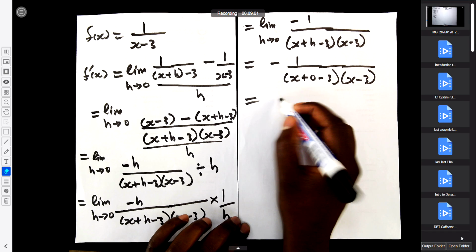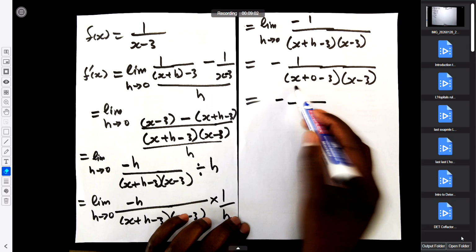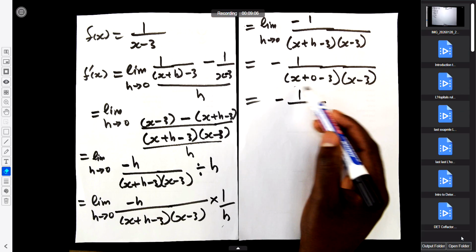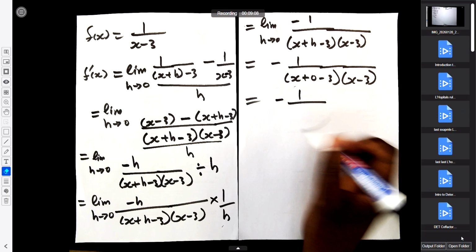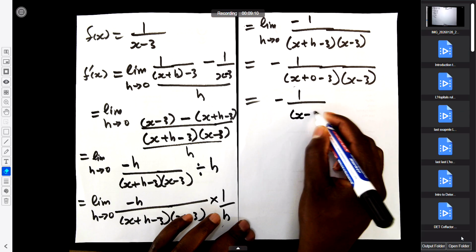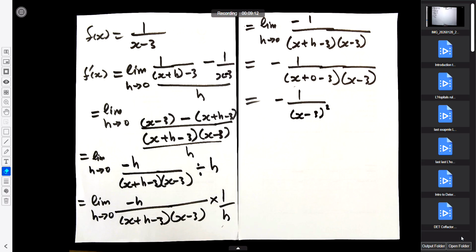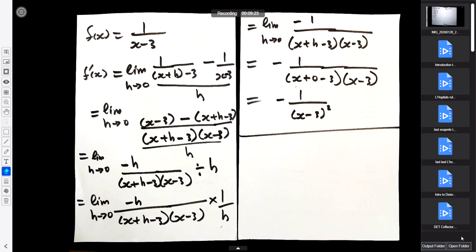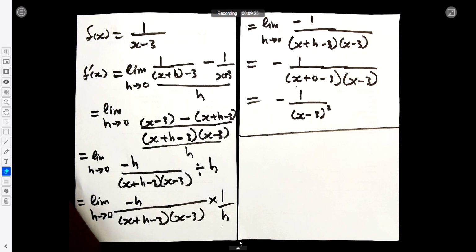So I hope you see that we have negative 1 over, then this is x minus 3 inside the bracket. So x minus 3 multiplying x minus 3 is just x minus 3 to the power of 2. So that would be the final answer. So our derivative of this function is negative 1 over x minus 3, all to the power of 2. Okay, hope it's clear and understandable.